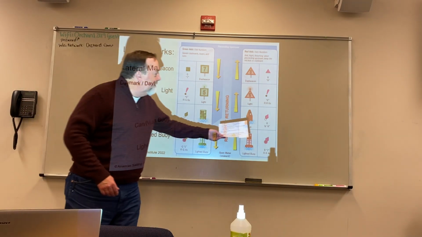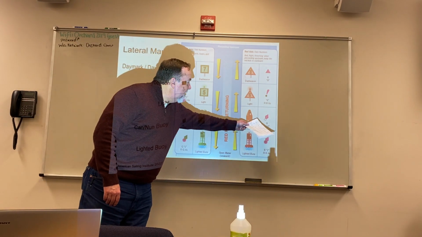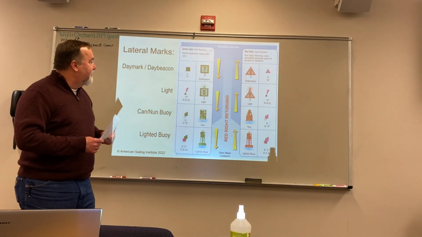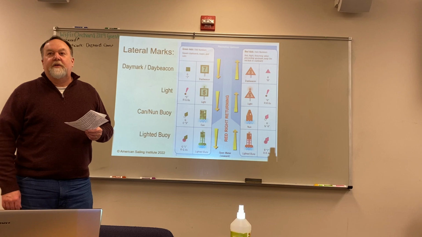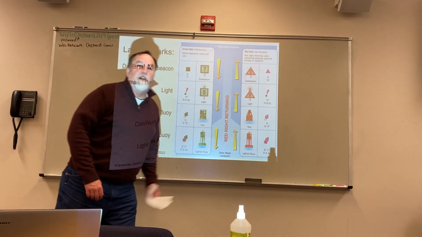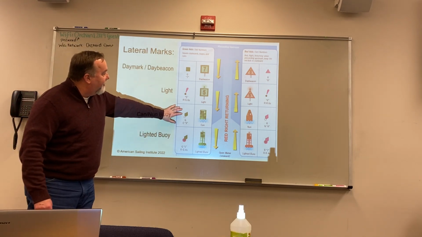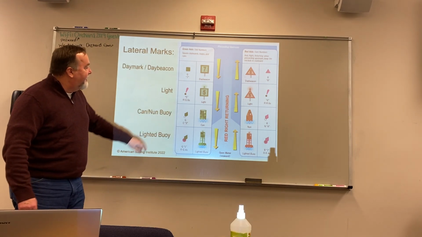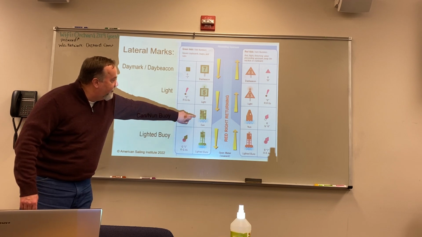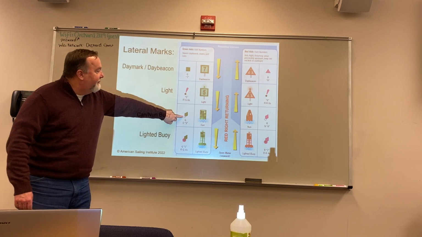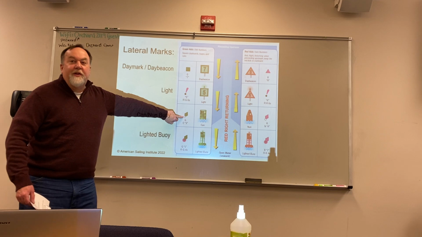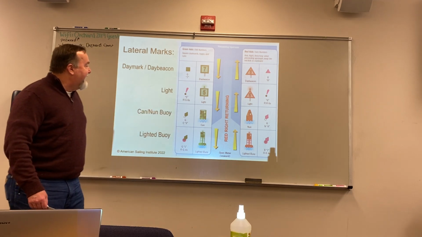The color of the rhombus is magenta, and you notice that the dot at the base is an open white circle, not a magenta glowing little halo. That's how we know on the chart that this can, in this case green can number 3, is unlit. On the chart, we see this, and we know that it's an unlighted can.